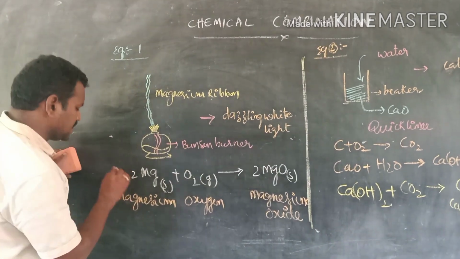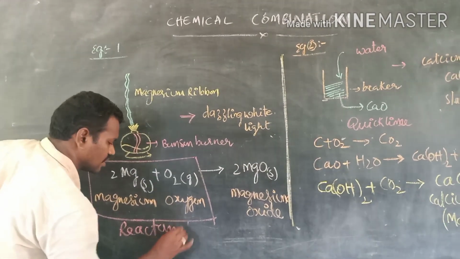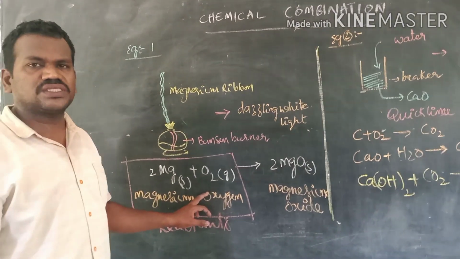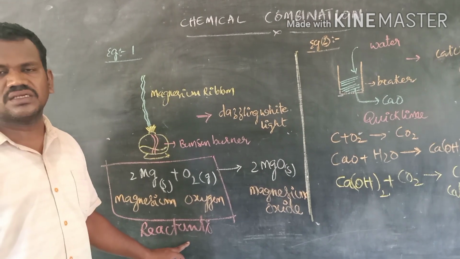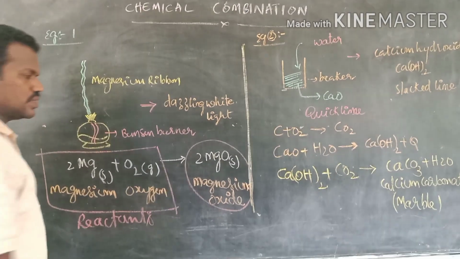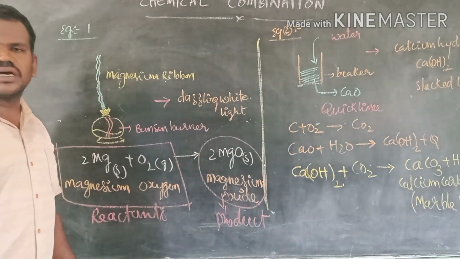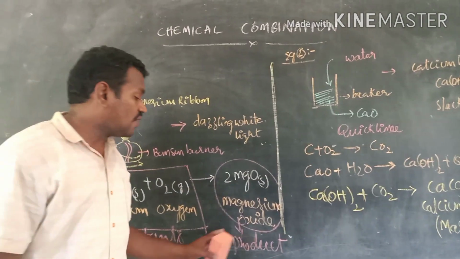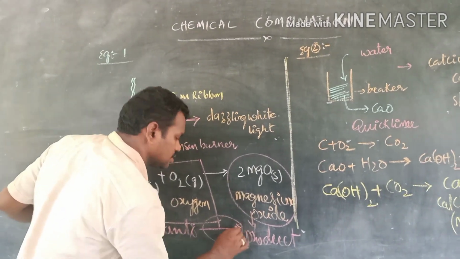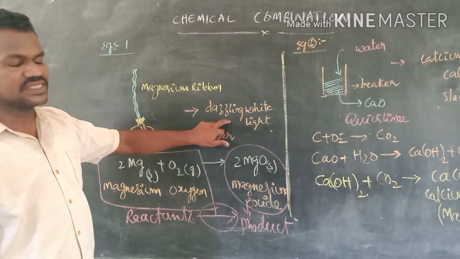So here magnesium and oxygen are the reactants. Now what is the meaning of reactants? The compounds or the elements which undergo the process of the reaction are called reactants. Then what is formed? Magnesium oxide is formed. So this magnesium oxide is the product. The elements or compounds that are formed after the reaction are called the product. The reactants give the products. Here this is a combination reaction. Why? Because dazzling white light is liberated.